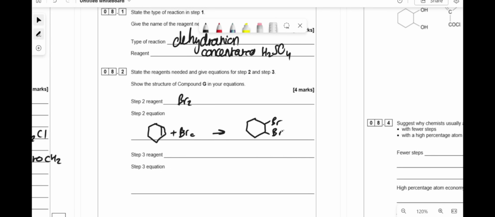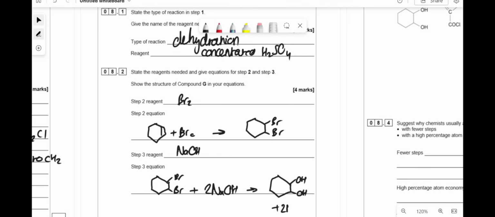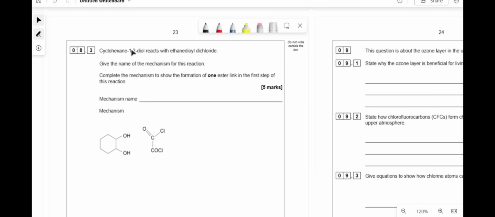And then the third reagent is obviously you're doing nucleophilic substitution. So you want a strong base. So you've got NaOH. You've got your Br like this. You're adding 2 NaOHs here. And that gives you this. So the OHs swap. And you get 2 NaBr, like so.